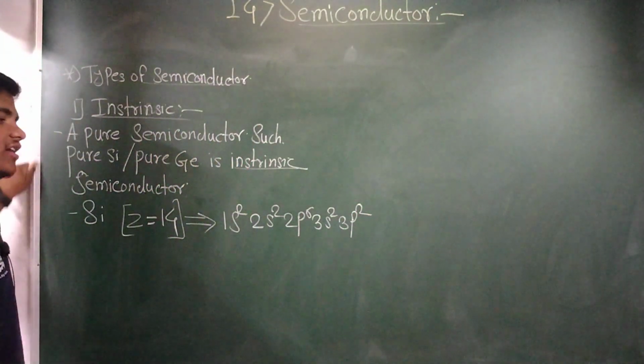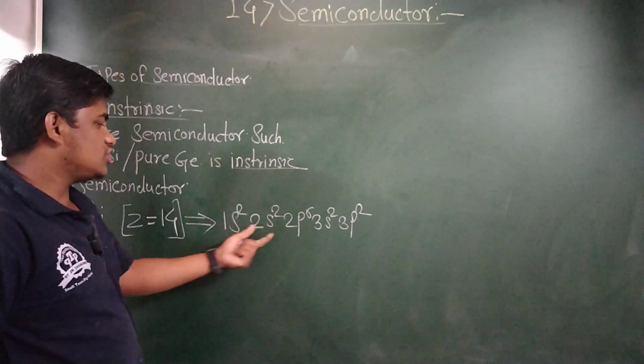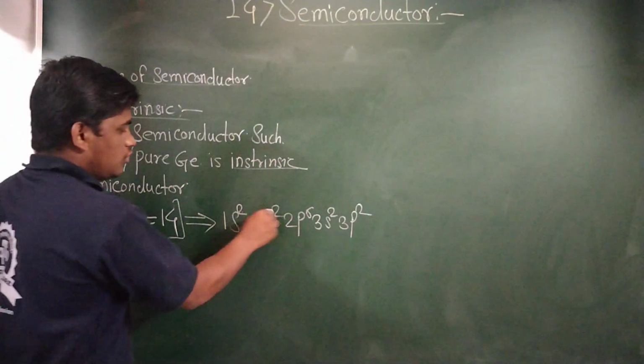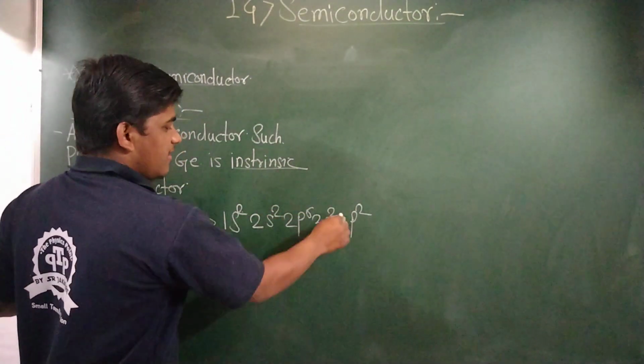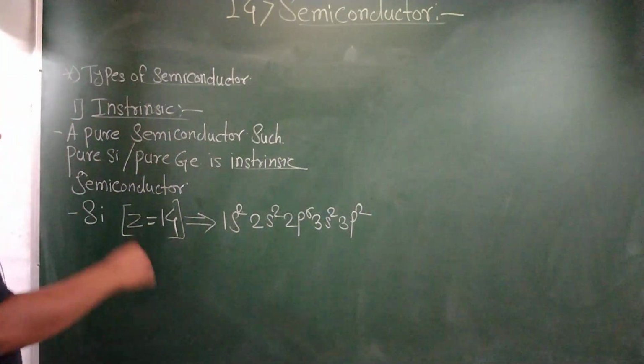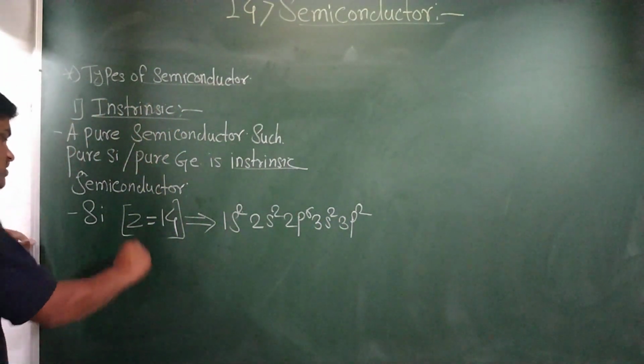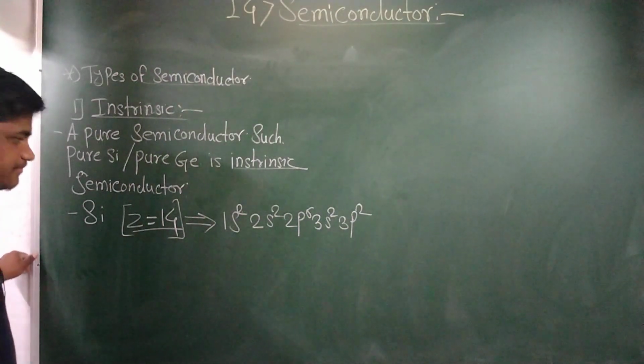Let's count all the electrons in the s and p positions. 2 plus 2 is 4, plus 6 is 10. Then 2 and 2 is 4, and 10 plus 4 is 14. They all complete the atomic number.